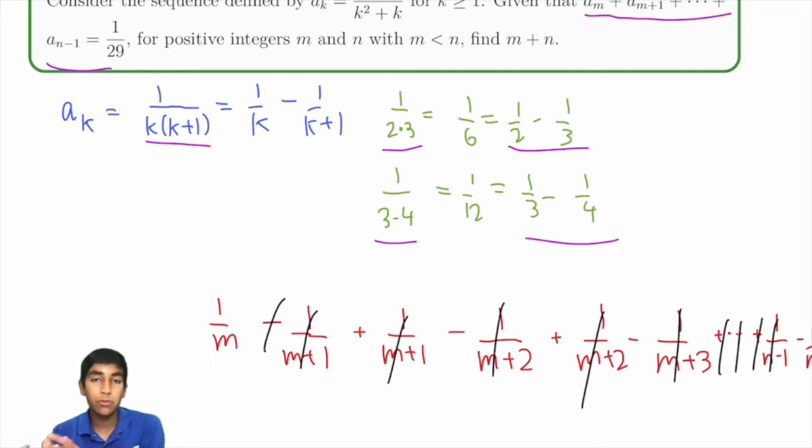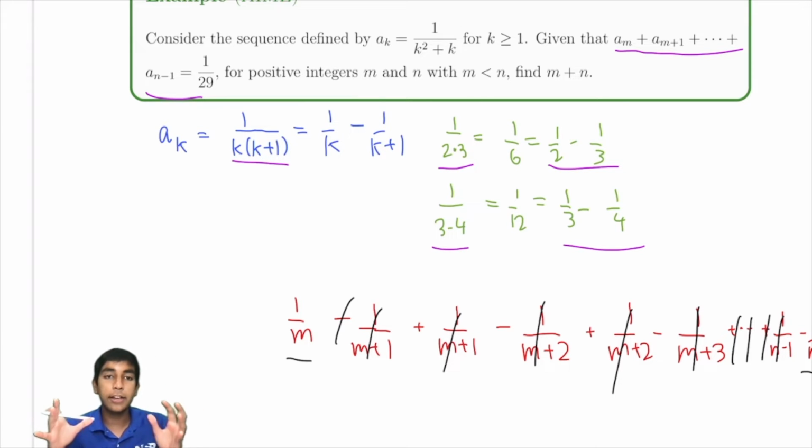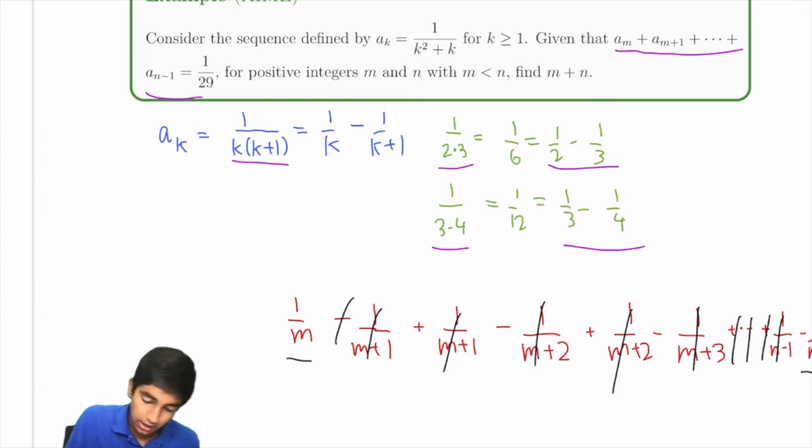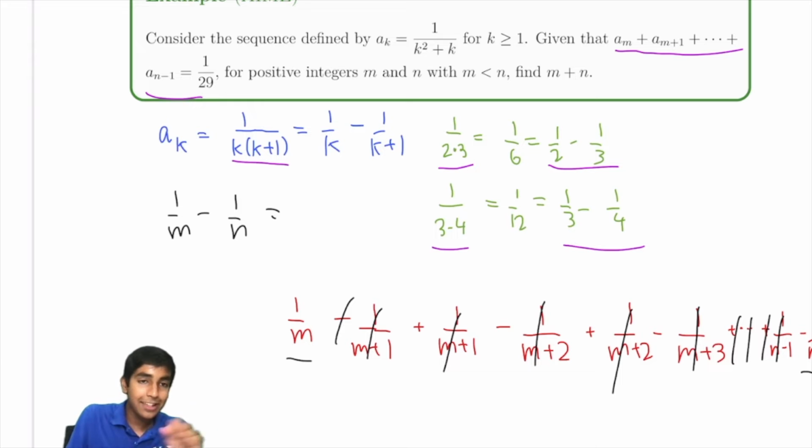The 1 over n minus 1 will cancel with the previous term. The only terms that won't cancel out are these edge terms. Everything else will cancel out on the inside, because 1 over n minus 1 will cancel out with the negative 1 over n minus 1 in a of n minus 2. So by that logic, everything in the middle cancels, and there's two survivors on the other side: 1 over m minus 1 over n. And we know that this is 1 over 29.